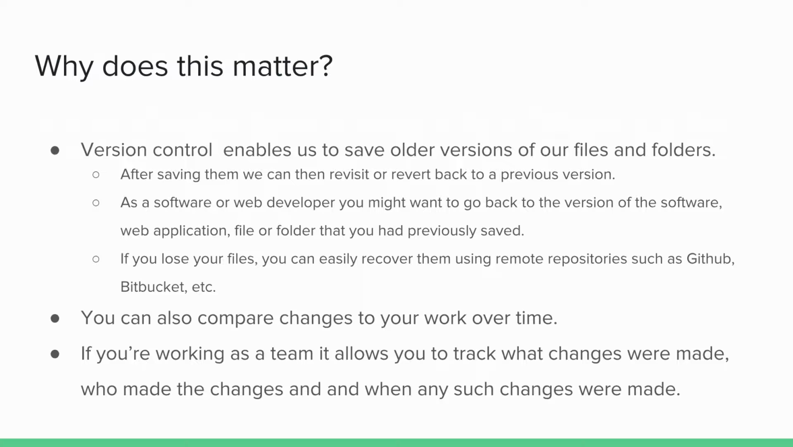You can also compare changes to your work over time, which is great. You can see how your code differs from yesterday and today, an hour ago to now, or anytime you make a commit. You can make commits as you go, as much as you need to. If you are working as a team also, version control allows you to track any changes that you make. It allows you to track who made the changes and when these changes were made.